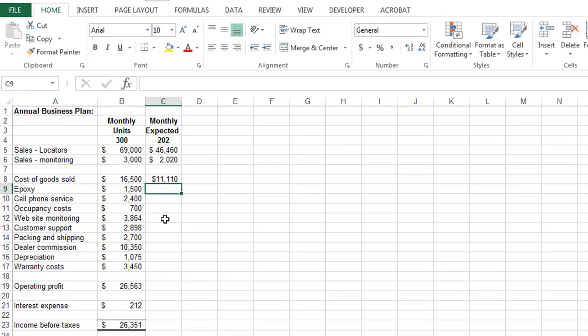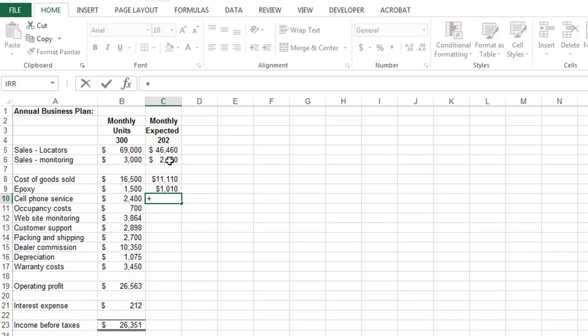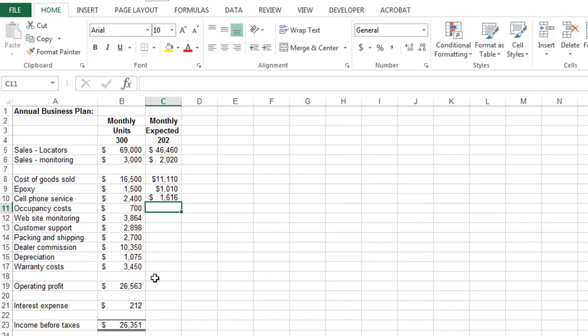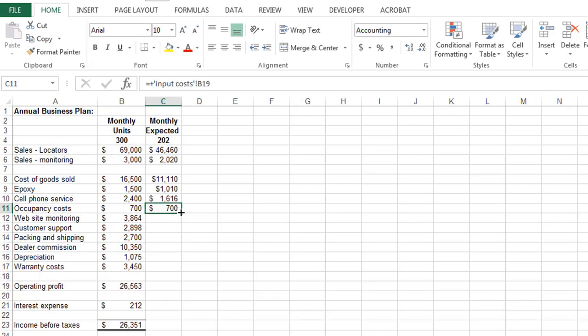All right, epoxy and cell phone service. So 202 times, what should the budget have been? Epoxy, $5. Telephone service for 202. $8 a piece. Occupancy cost is a fixed cost. It's not based on how many units. It's just per month. You can see there's going to be several fixed costs.